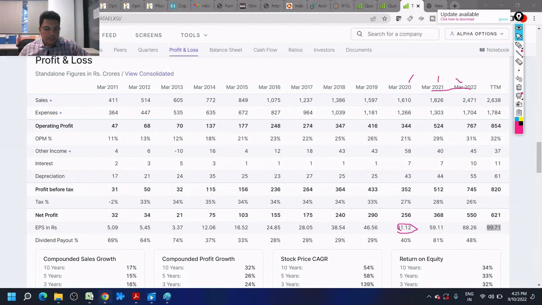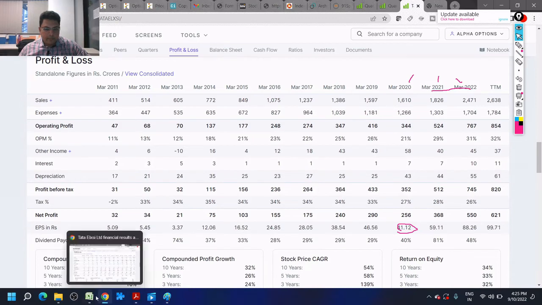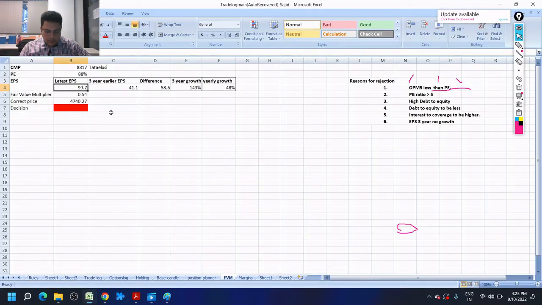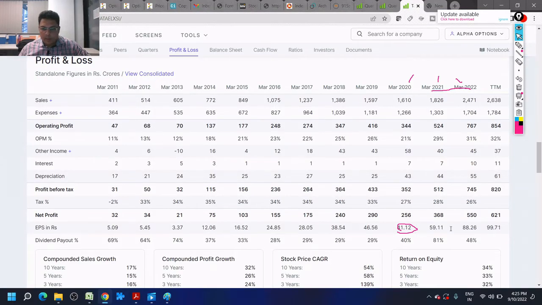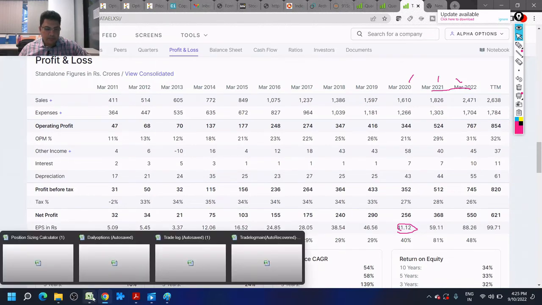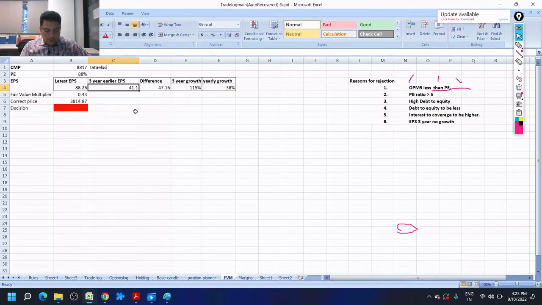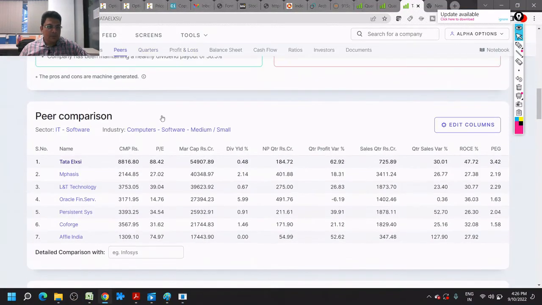88.26, and 1 2 3, we take 46.56. Now the fair value still comes down, so it cannot be 2977. So definitely the previous one is the right one that we did. So you can play around like this for a couple of other stocks also, whichever you find.